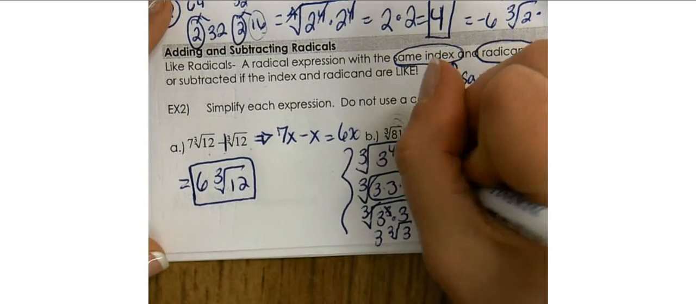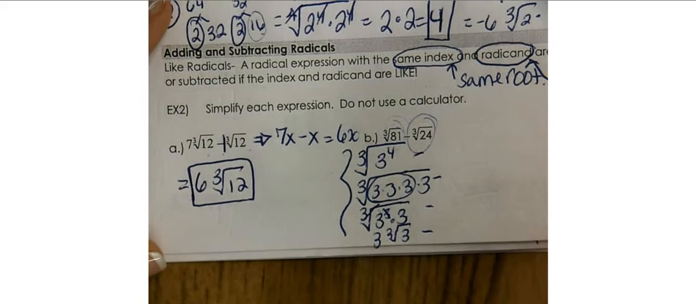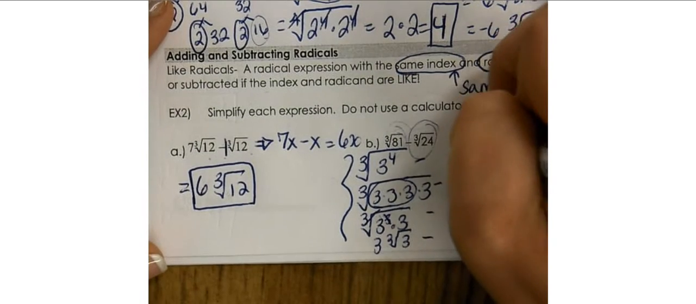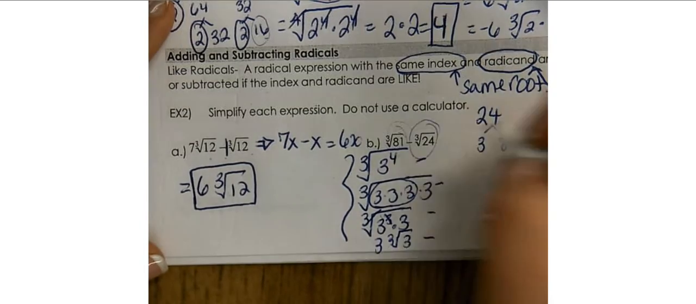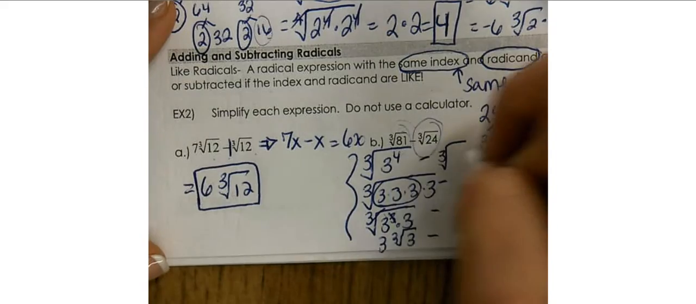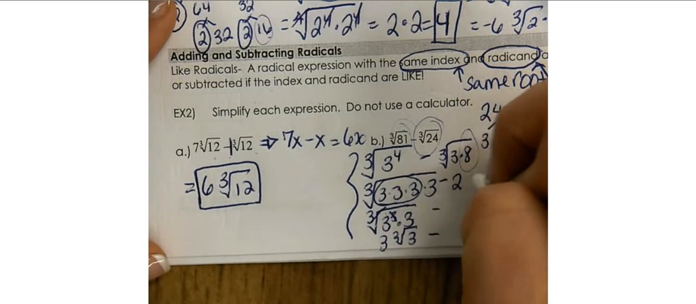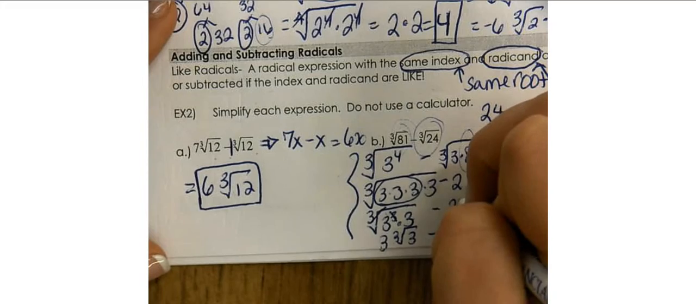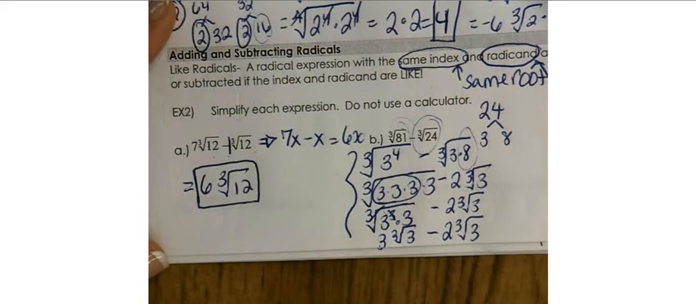I'm going to write minus going straight down, and now I'm going to work with the number 24. We want to figure out, are there any perfect cube numbers that can go into 24? In this case, we know that 3 times 8 is equal to 24, and 8 is a perfect cube number. So I'm going to rewrite this as the cube root of 3 times 8. I know that the cube root of 8 is 2, so this is minus 2 times the cube root of 3, until I finally reach where I was at before.